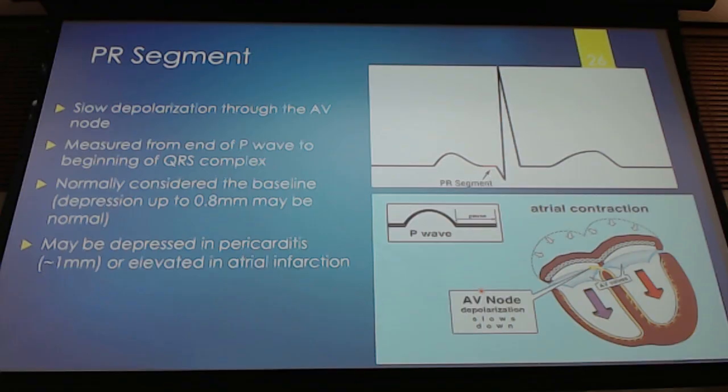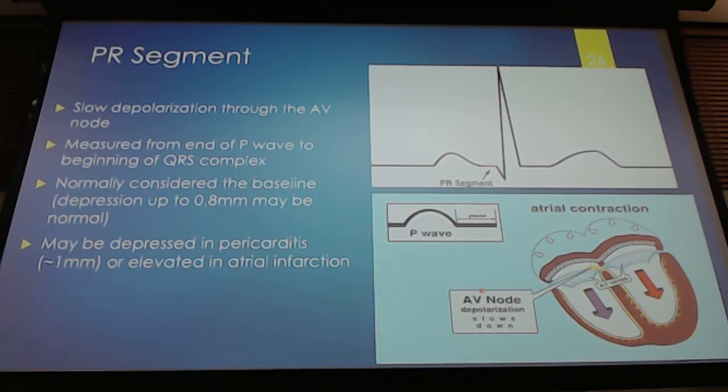We've got that PR segment. We know that PR segment is that slow depolarization through the AV node. It is measured from the end of the P wave to the beginning of that QRS complex. Now, a lot of people get really confused. What if I don't have a Q wave? Then it's to the RS complex. We typically still call it a QRS complex.